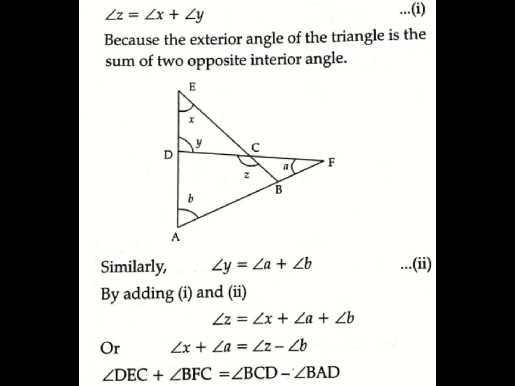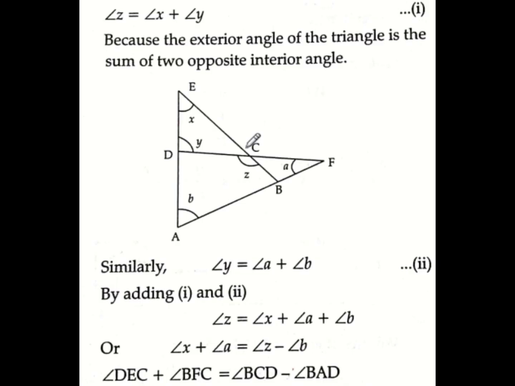So the first step to solve this one is applying the exterior angle property. The exterior angle property of a triangle is: angle Z is equal to angle X plus angle Y. If you consider triangle DEC, the exterior angle will be Z, right? The exterior angle will be the sum of the other two interior angles. So by applying the exterior angle property, the exterior angle of the triangle is the sum of the two opposite interior angles. So here Z will be the sum of angle X and Y.